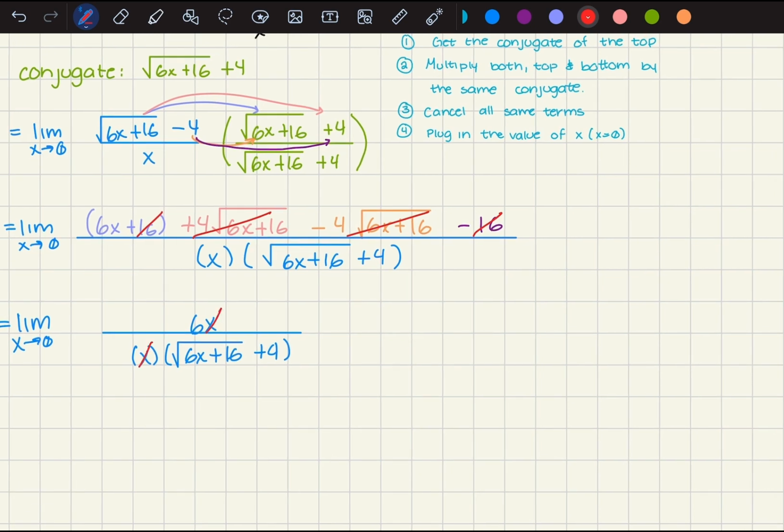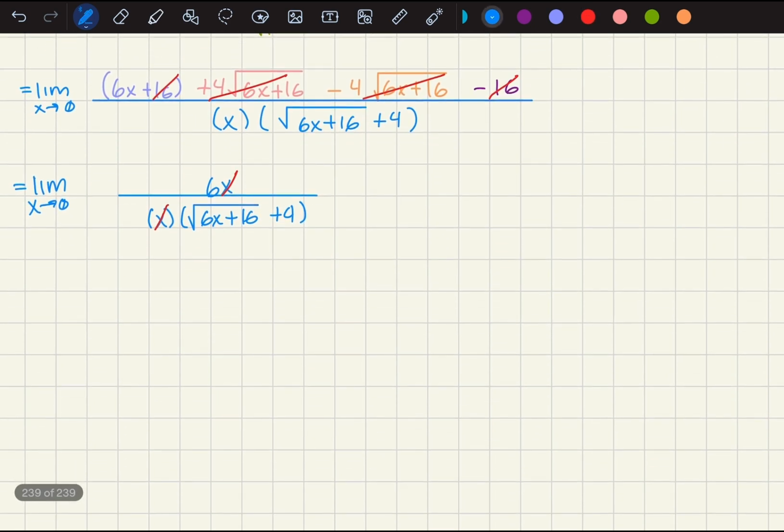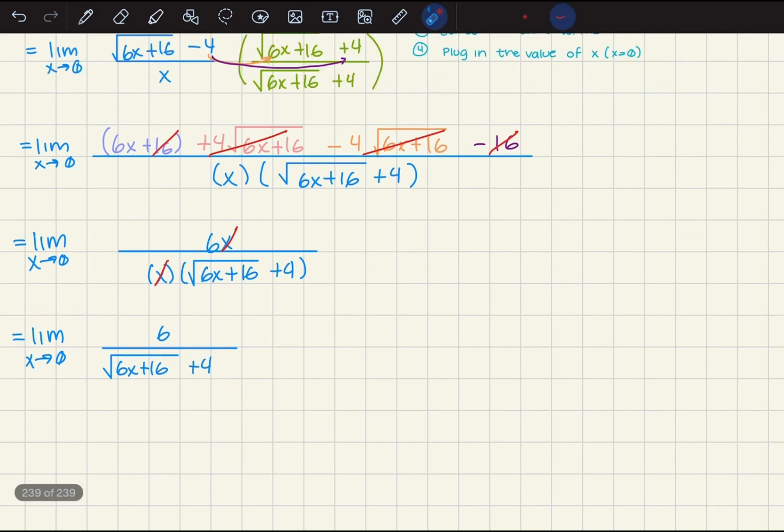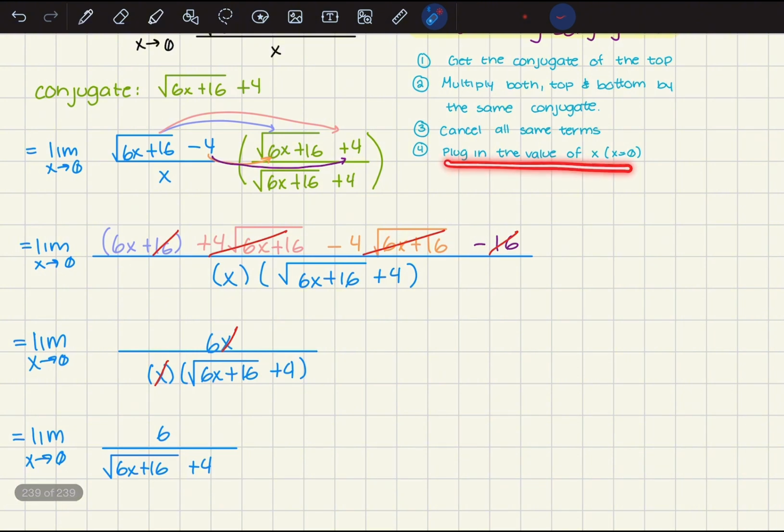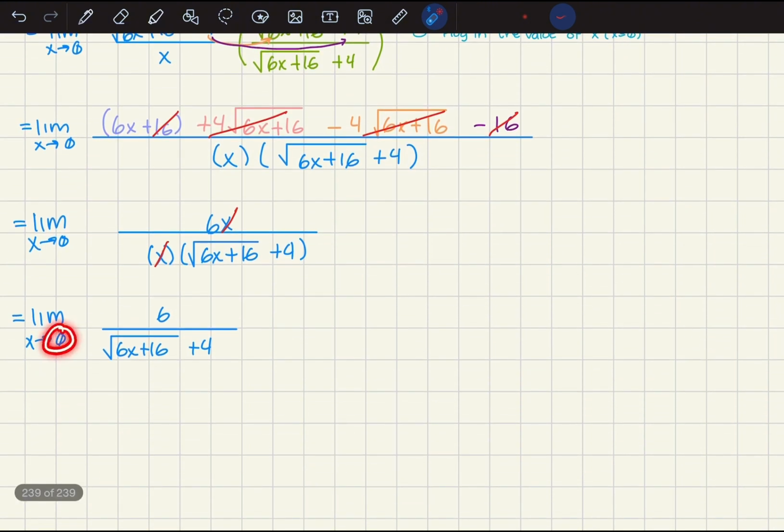This is because once we plug in 0 for the x in the bottom, the limit is going to be undefined, and we don't want that. So we're going to cancel the x's, and we're going to rewrite this, just to keep it organized. The limit as x approaches 0 is going to be 6 over square root of 6x plus 16, plus 4. And now that we got rid of the x's, we can plug in the 0. So we're going to have 6 over the square root of 6 times 0 plus 16, plus 4.